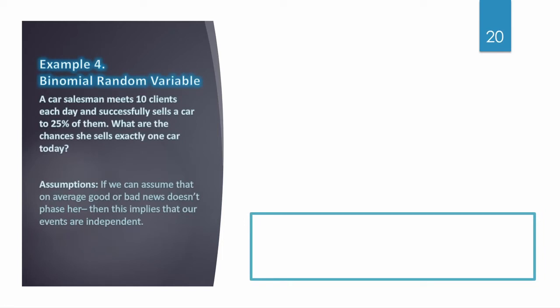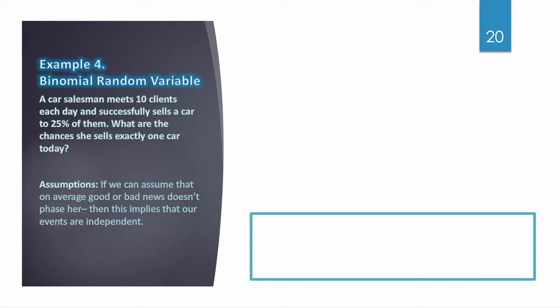So let's go on to a more sophisticated question, which is an application of the same sales problem, but we're going to ask a question related to the binomial random variable. A car salesman meets 10 clients each day and successfully sells a car to 25% of them. What are the chances she sells exactly one car today?